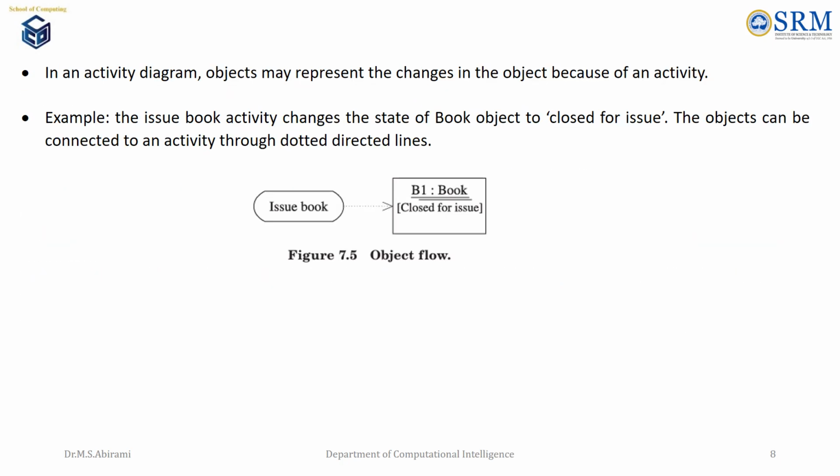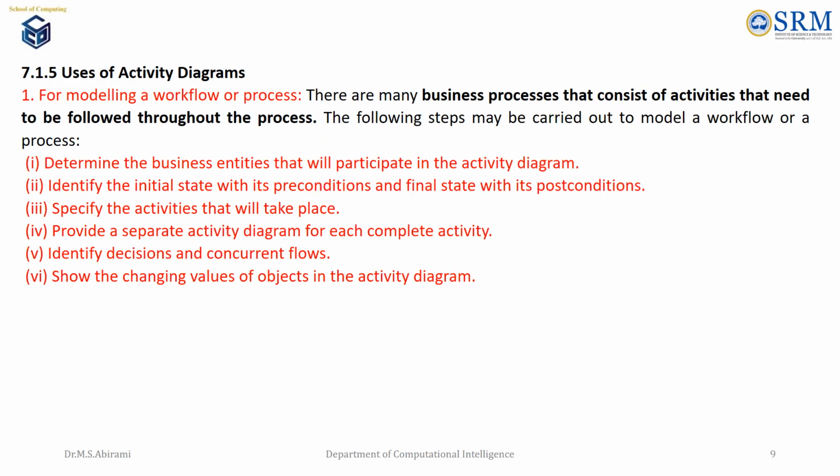In an activity diagram, objects may represent the changes in the object because of an activity. For example, the issue book activity changes the state of a book object to closed for issue. The objects can be connected to an activity through dotted directed lines. That is represented in figure 7.5, where the object flow is represented.